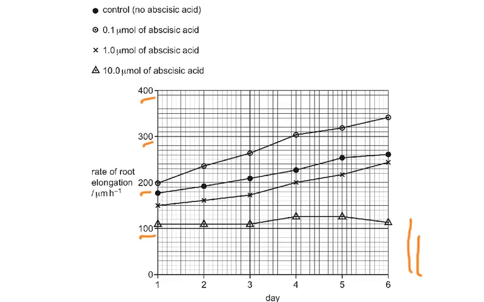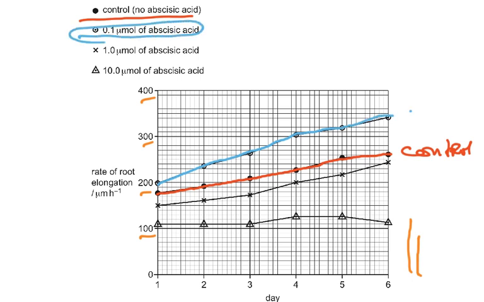So which one is the control? Let me give it another color. This is the control, right? So I'll write here control. Then which one is 0.1? Let me give it another color. This one is 0.1.